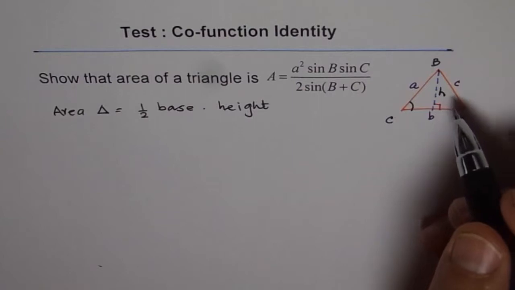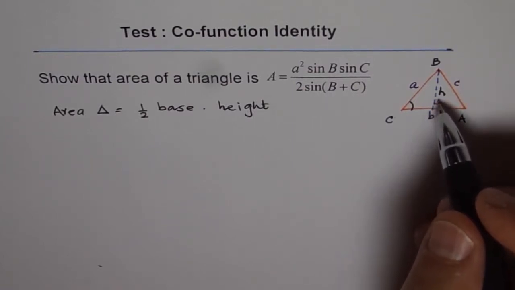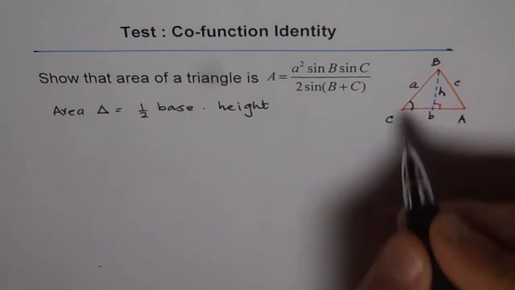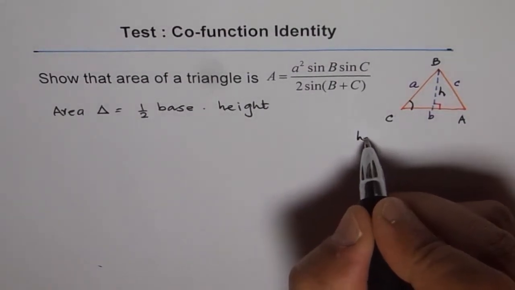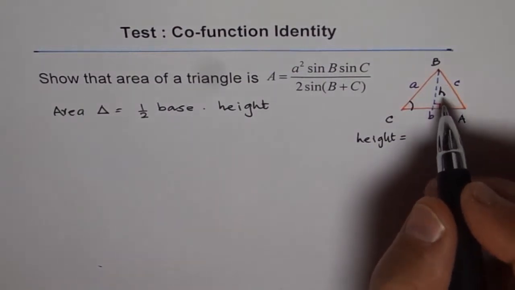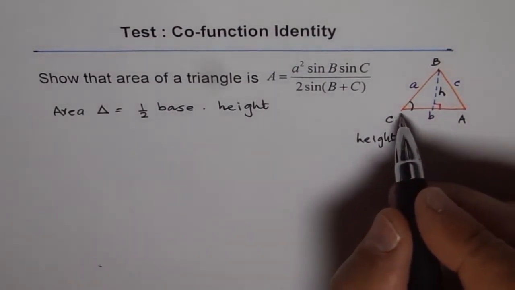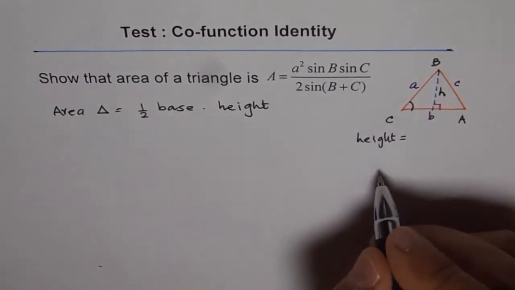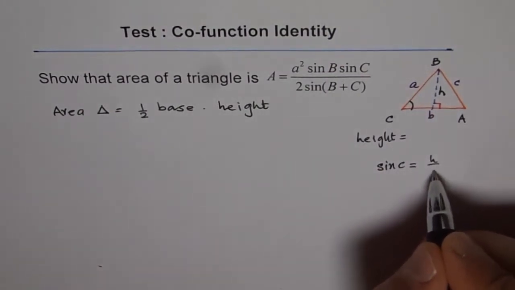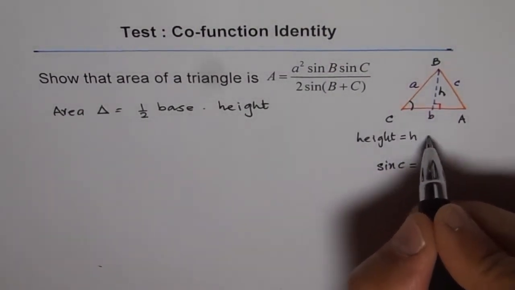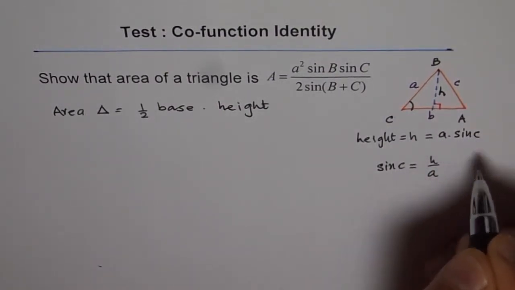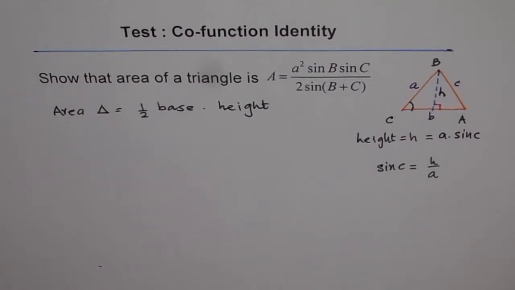So we can say that the height of this triangle, we'll use sine of C, right? So to find height, let me first write what is sine C, then it becomes easier. So we'll go backwards, right? We'll say sine C is equal to H over a. So height H is equal to a times sine C. Is it okay? a times sine C. So that is the height of this triangle, correct?